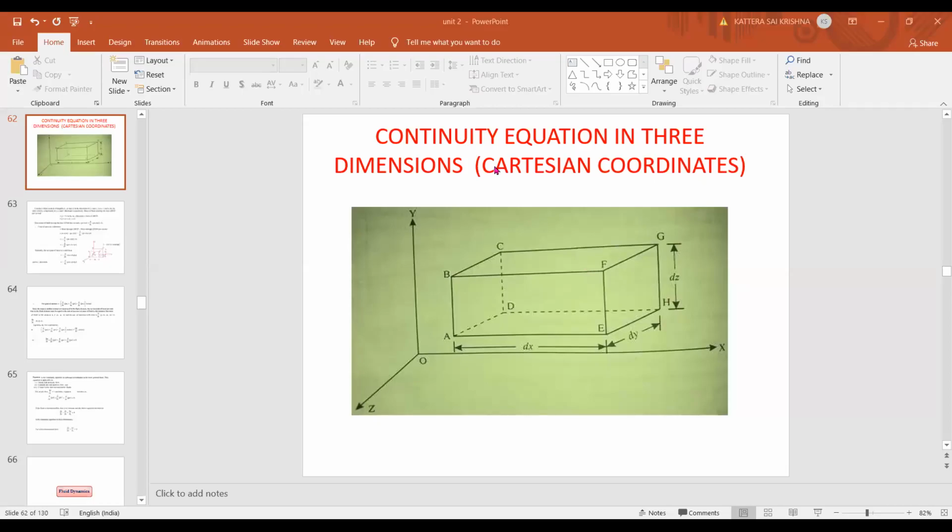Good afternoon, students. Last class I started the continuity equation, but only a small initial part was explained. So today we are going to derive the continuity equation in the three-dimensional coordinate system, that is, the Cartesian coordinate system.